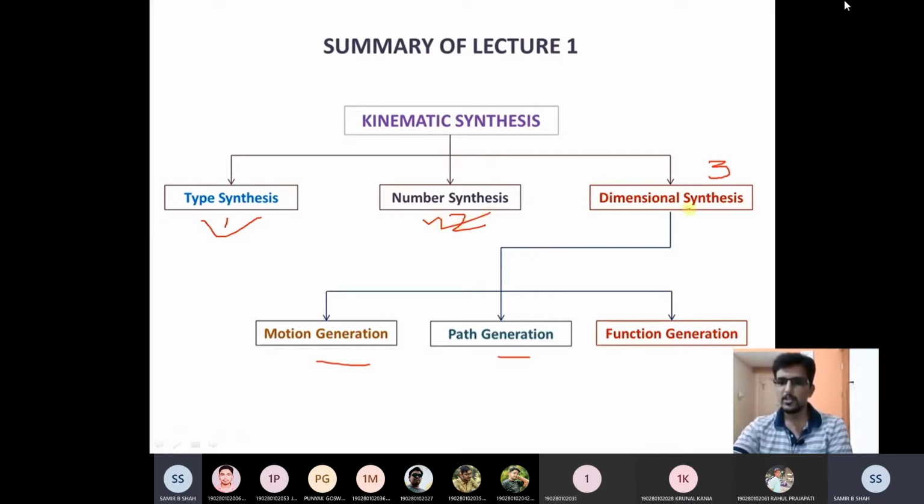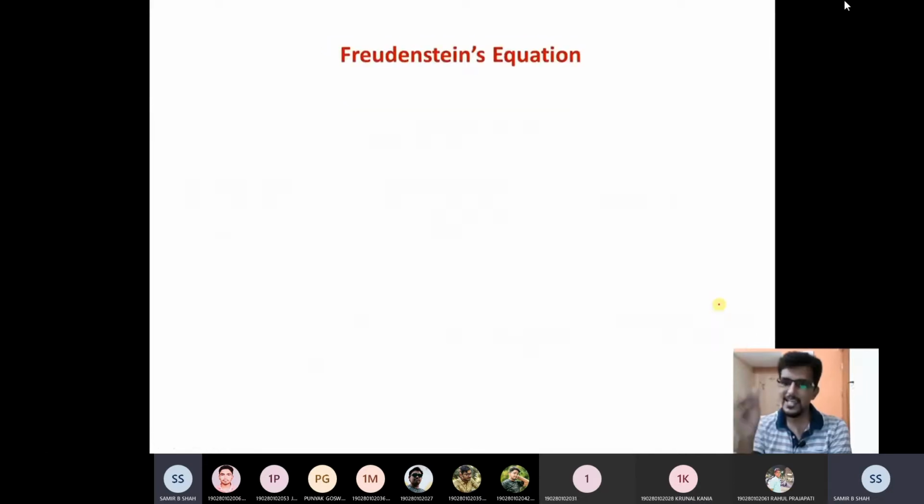That's not an issue. So now, to find the dimensional synthesis for a 4-bar mechanism using function generation, that means I should be able to find the dimensions of all the 4 links in a 4-bar mechanism. For that, we have an equation called the Freudenstein equation. It is a very simple equation through which I can find the link lengths, that is, the length of link 1, link 2, link 3, link 4 in a 4-bar mechanism.